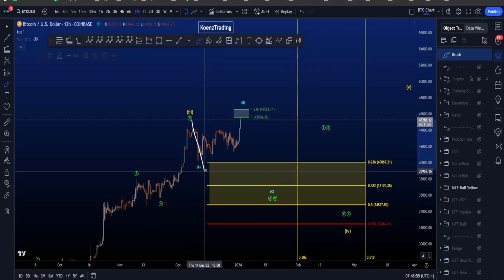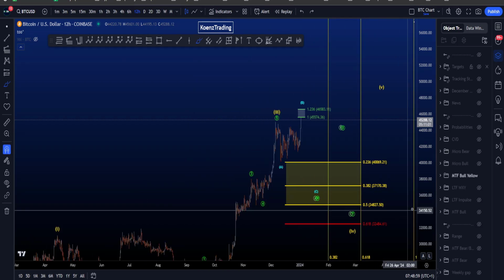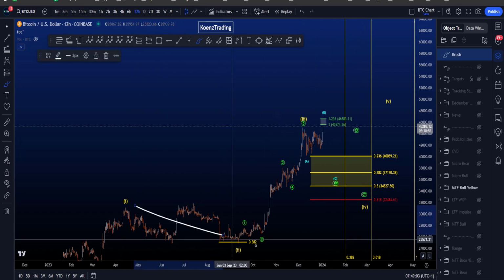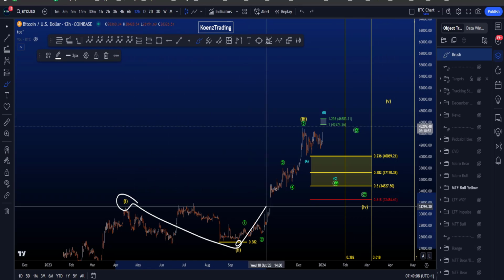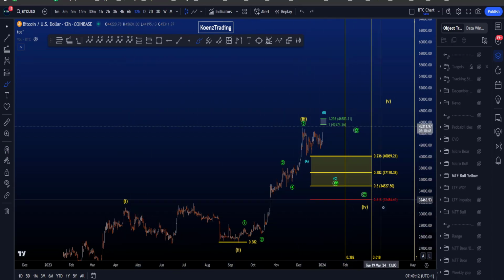Now, if this becomes a potential ABC flat, then it will be very short in time to end a wave 4 already over here compared to this wave 2. You can see the fib times on the chart taken from the high of 1 to the low of 2 and then put on the high of wave 3 to compare wave 2 in time with wave 4 in time.